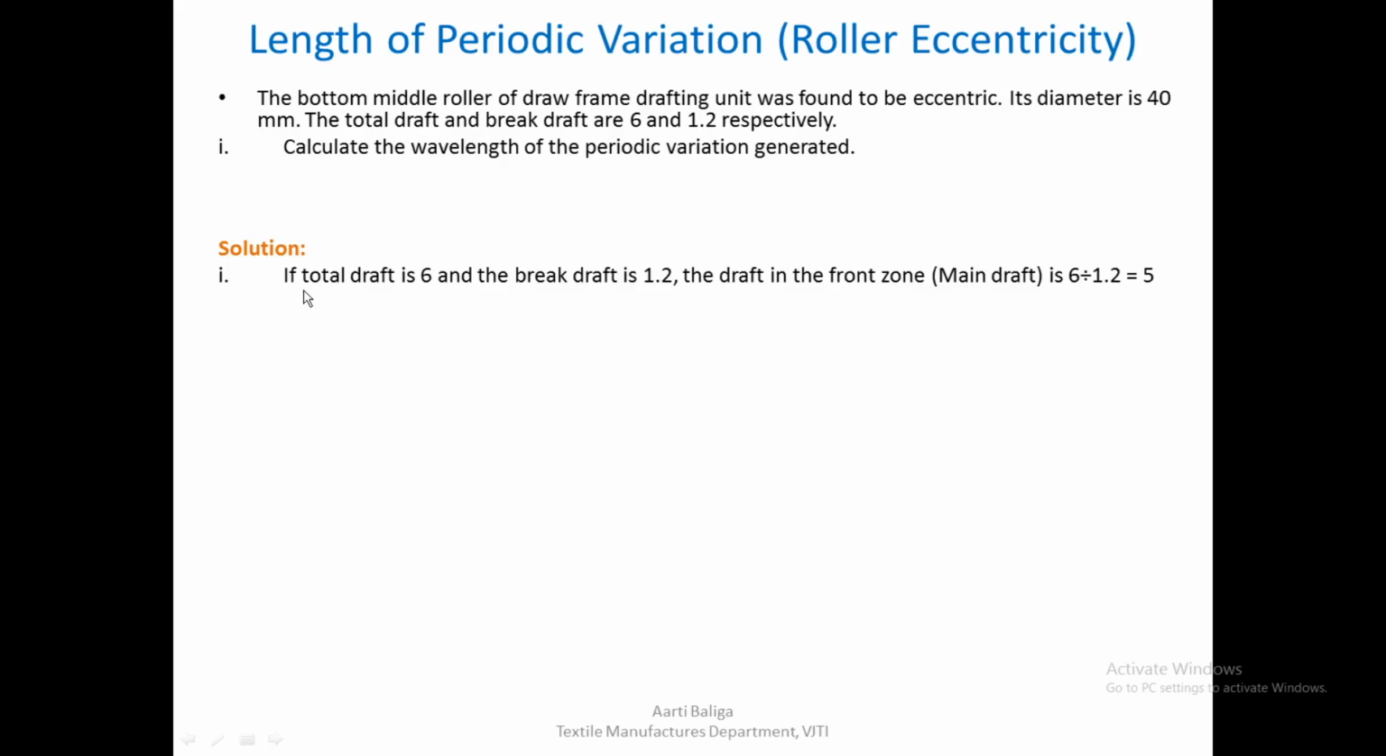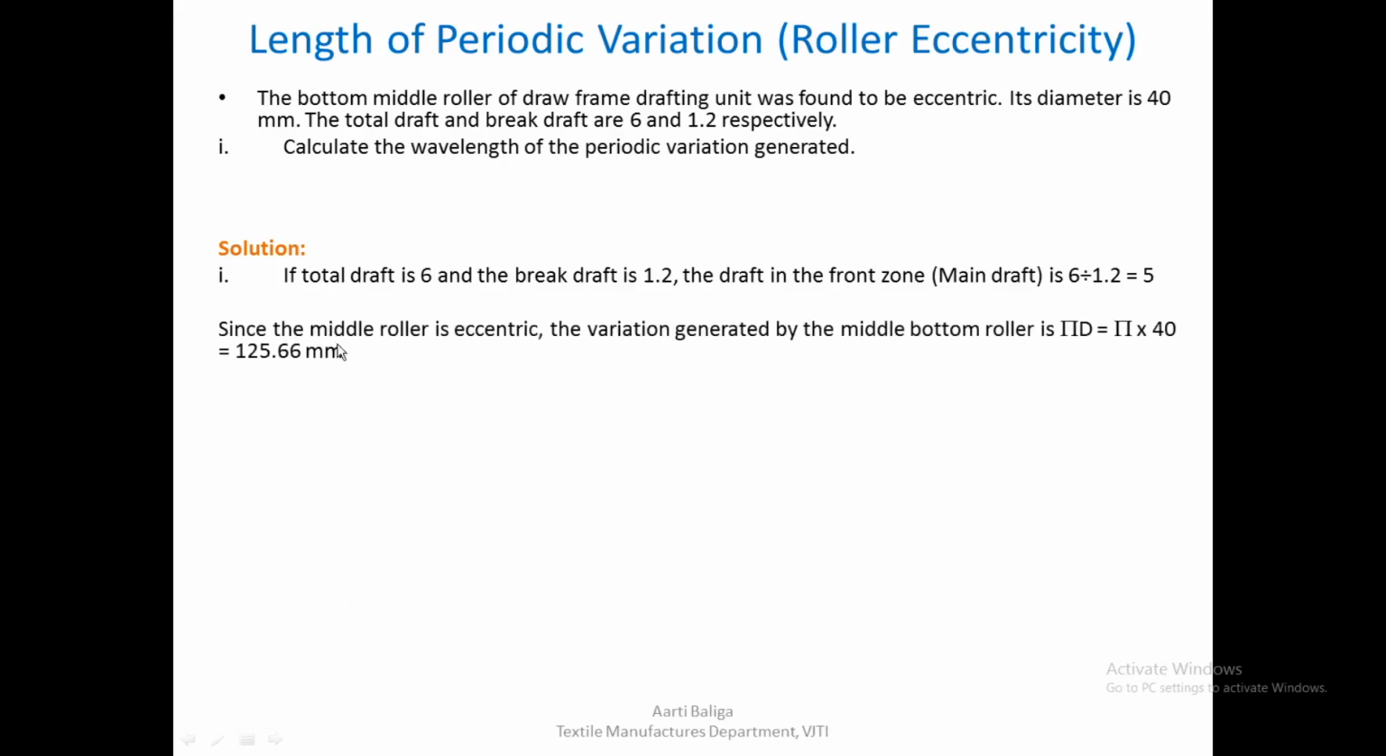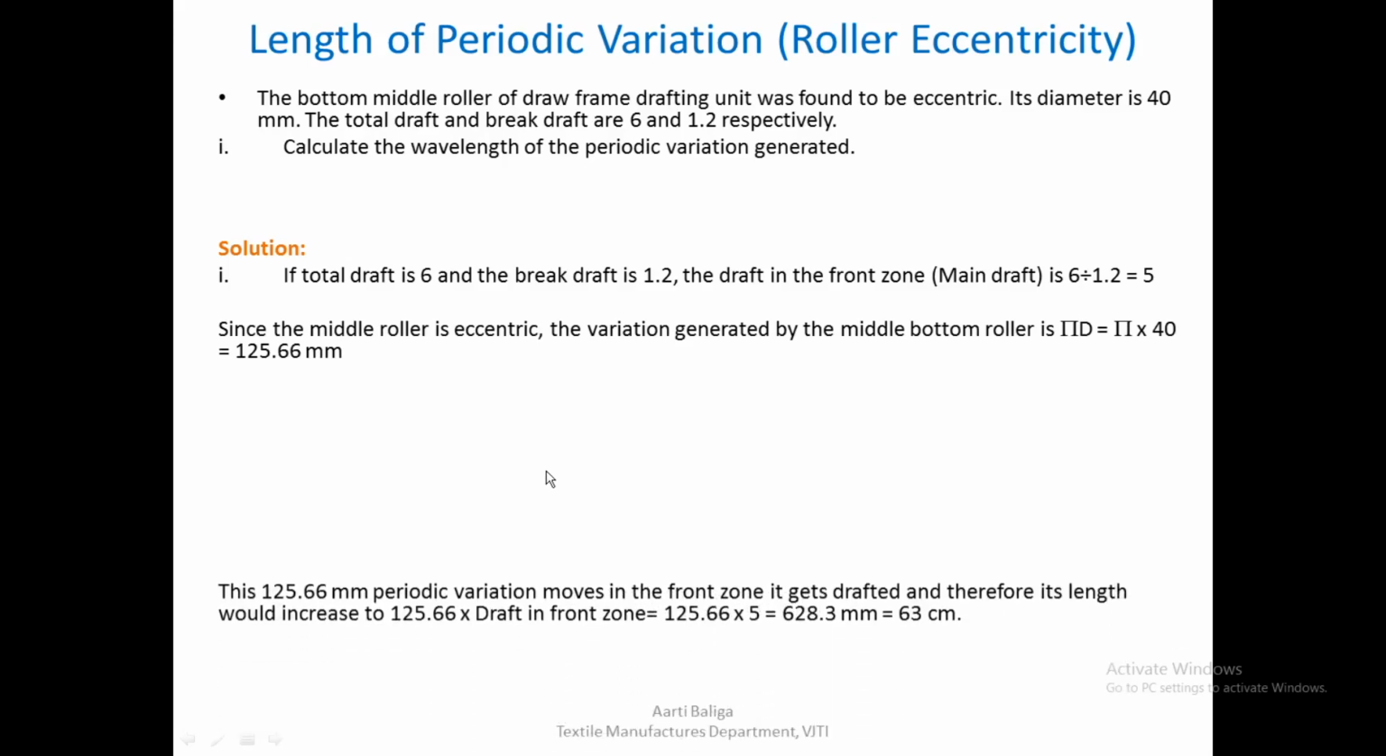The solution: if the total draft is 6 and the break draft is 1.2, the draft in the front zone, that is the main draft, would be 6 divided by 1.2, which is 5. Since the middle roller is eccentric, the variation generated by the middle roller is pi into d, that is pi into 40, where 40 mm is the diameter of the middle roller. Because the middle roller is eccentric, this will produce a periodic variation of 125.66 mm.